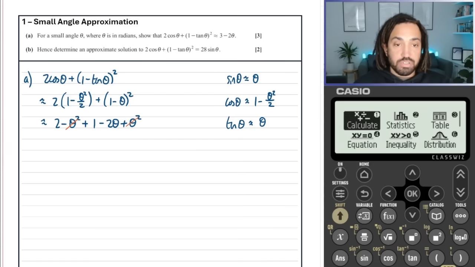Okay, so these 2 can cancel. So one's positive, one's negative. So we get 2 plus 1 is 3. And then minus 2 theta. Perfect.